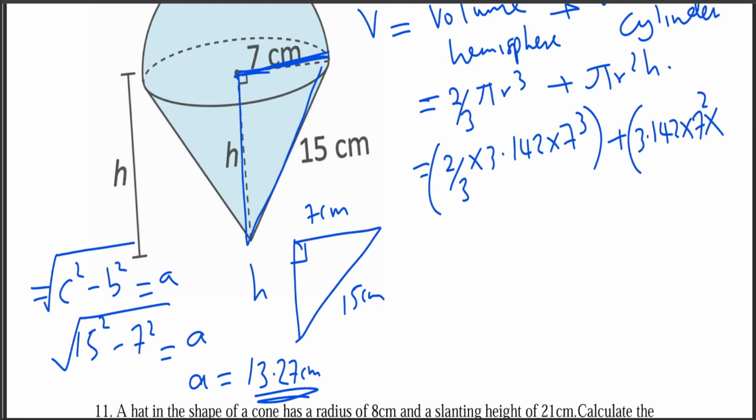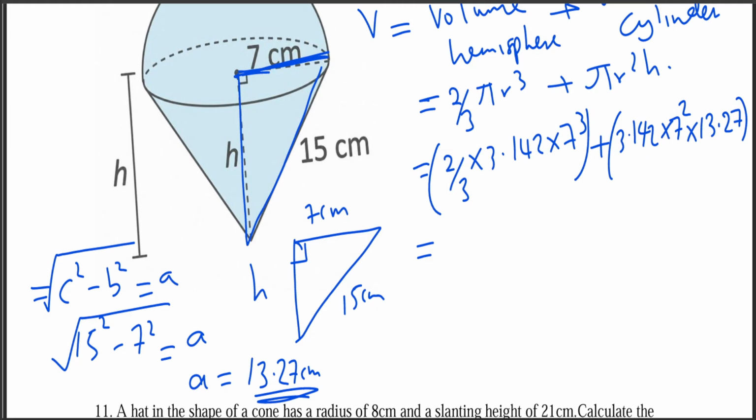So tayari tushajua height yetu. Nimetumia lots of spacing, wacha tu nifute kidogo tu so that we don't use a lot of spacing. So plus pi, again 3.142 times r squared yetu. R squared ni 7 squared times height yetu ni 13.27.